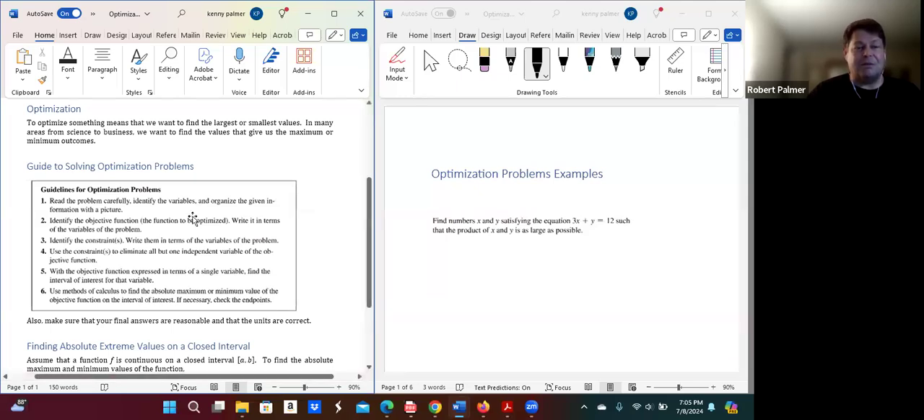It says to identify the objective function, the function being optimized, in terms of the variables of the problem. So basically, you have some quantity you're trying to optimize, whether to find the minimum value or the maximum value. You want to determine what that is, and often that may have more than one variable involved. The next part is to identify the constraint or constraints. Basically, these are other equations that give us relationships between the variables.